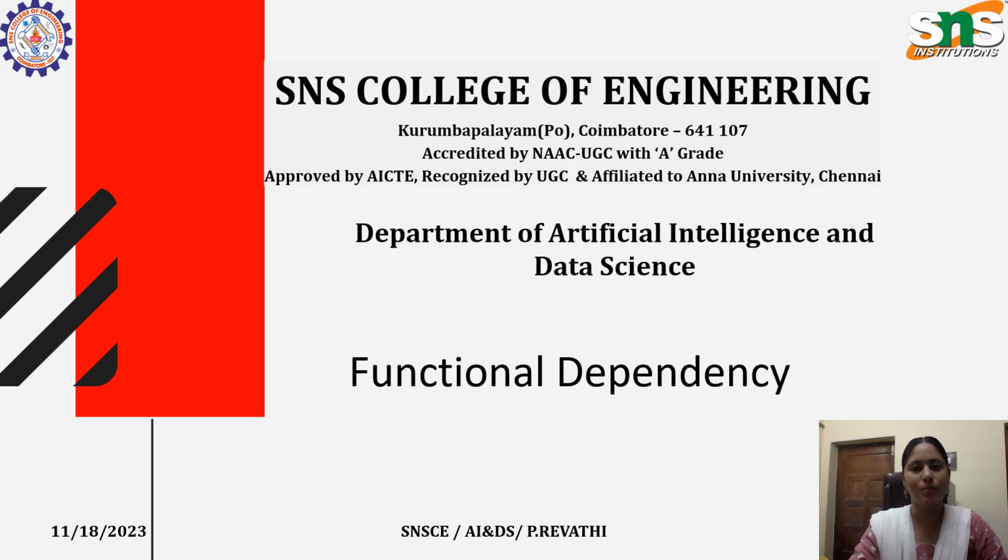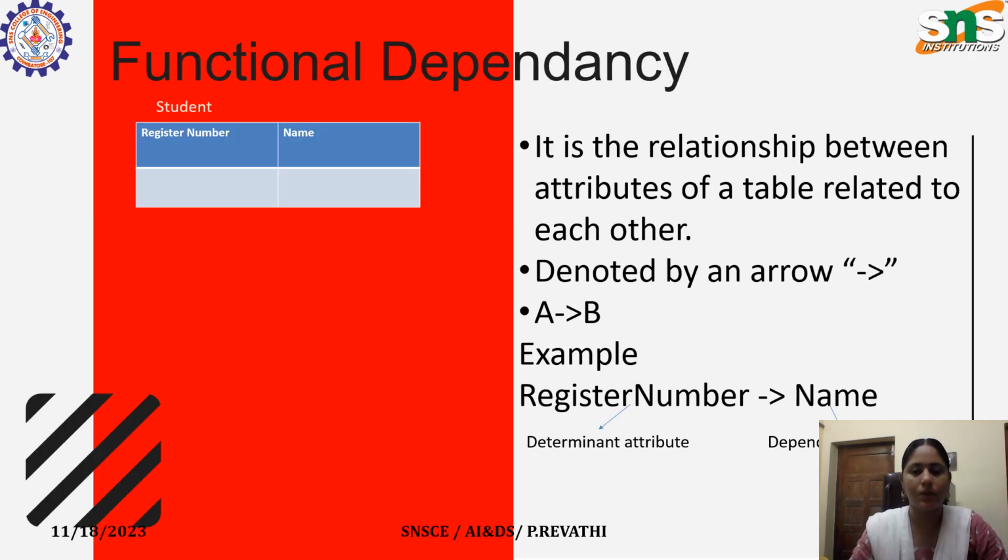Today we will discuss functional dependency. Functional dependency is the relationship between attributes of a table related to each other. It is denoted by an arrow operator. Functional dependency of A and B is represented by A determines B.